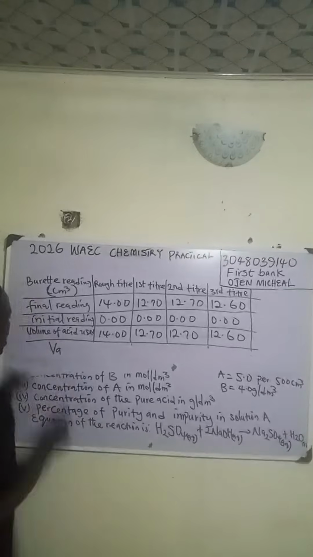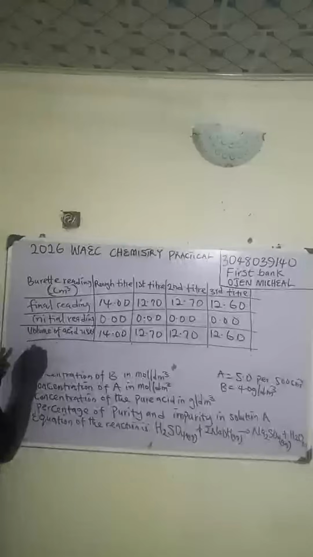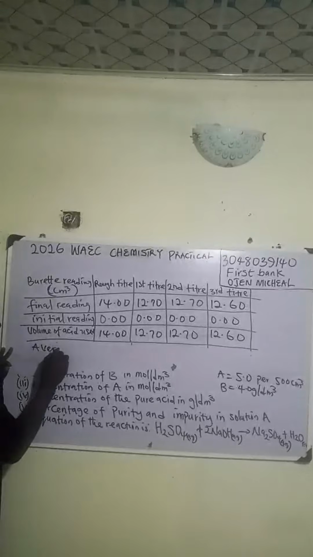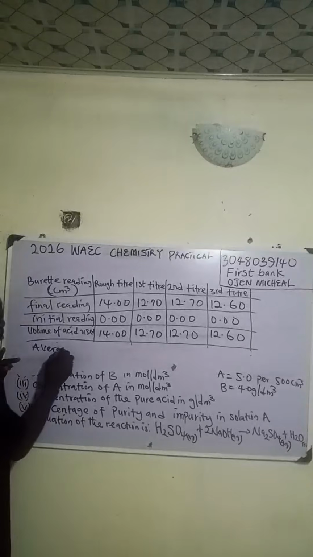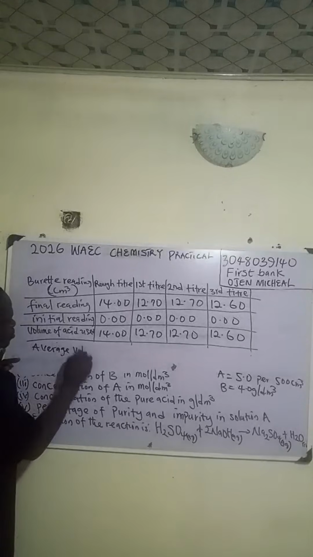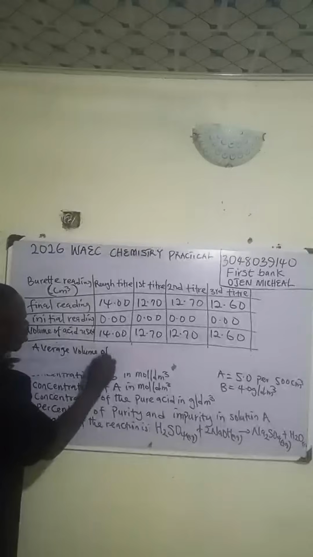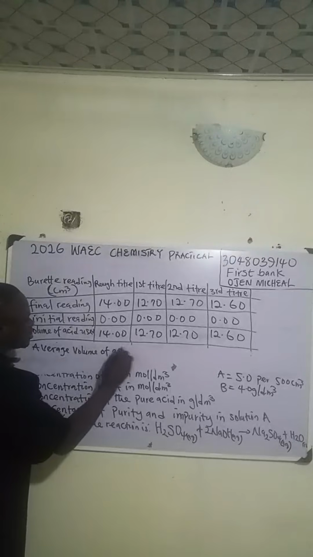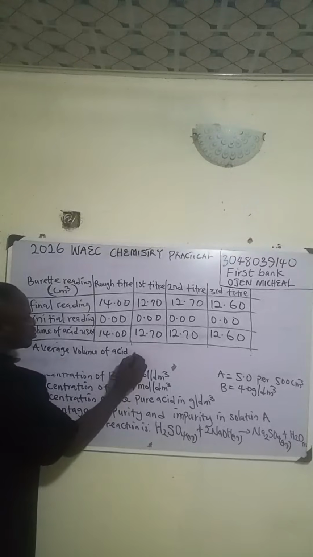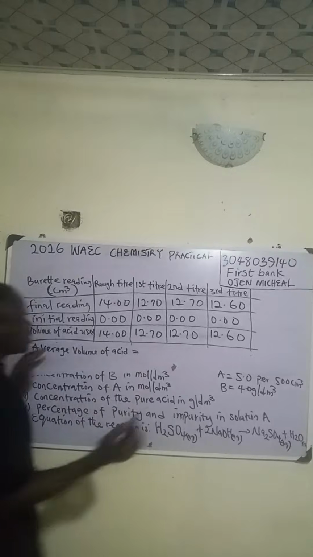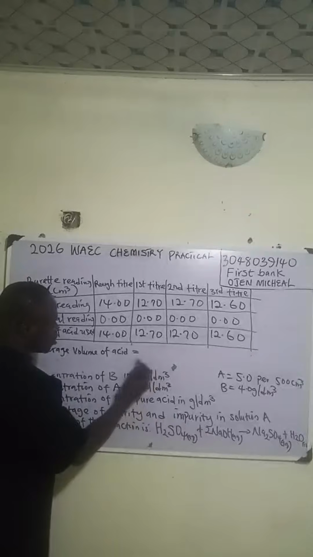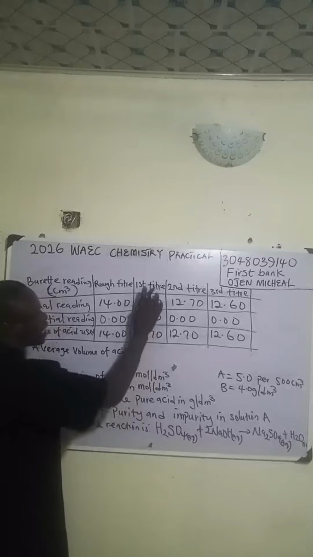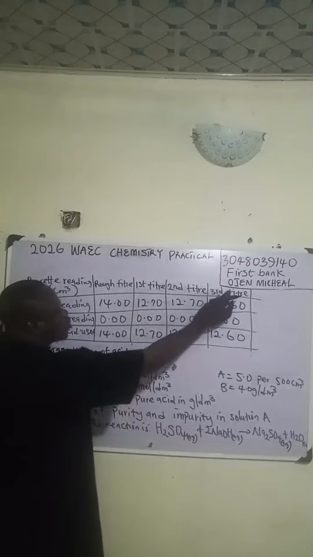And for you to do that, you say average, which is the first one. We are solving the first one now. Average volume of acid is equal to average, which means you add multiple values. So we are going to look at the first titer, second titer, and third titer.